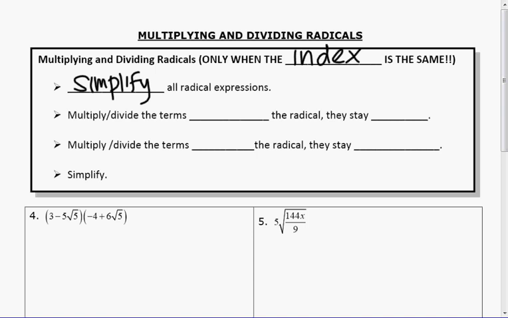So what happens when you multiply? You have to multiply and divide in a very particular way. So the numbers that are outside of the radical, you're just going to multiply or divide those, and then they're going to continue to stay outside. They were outside before, and they will still stay outside.